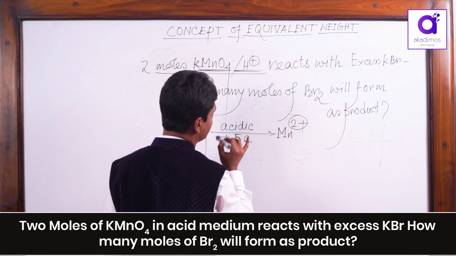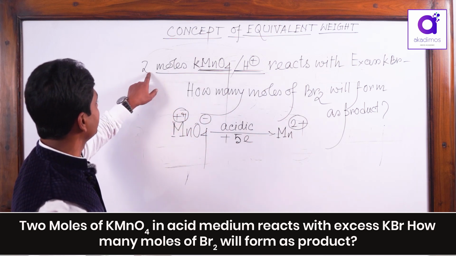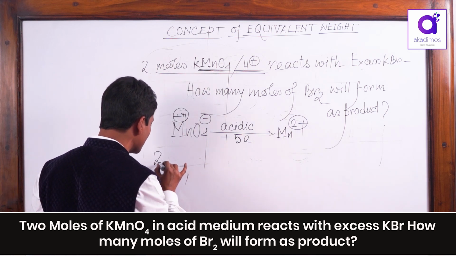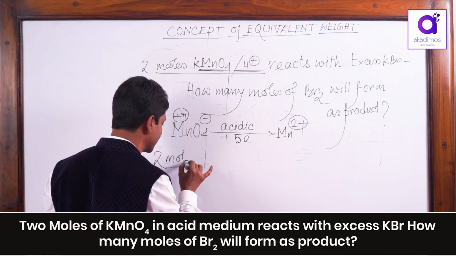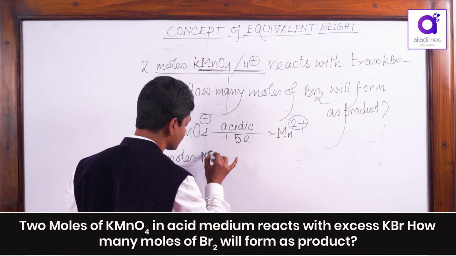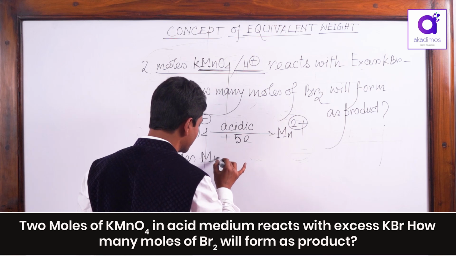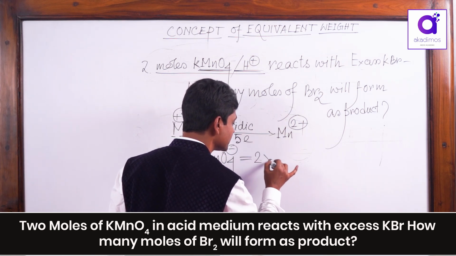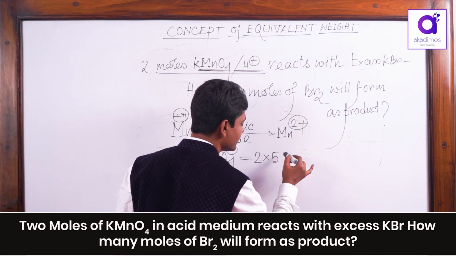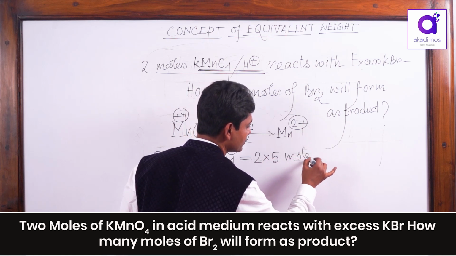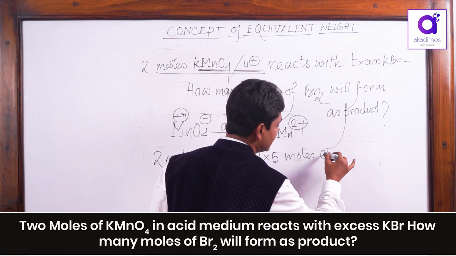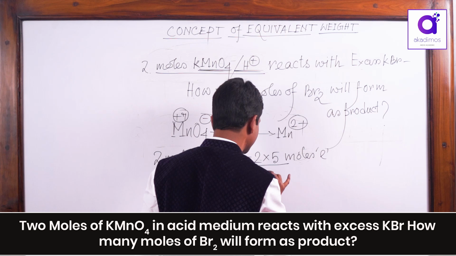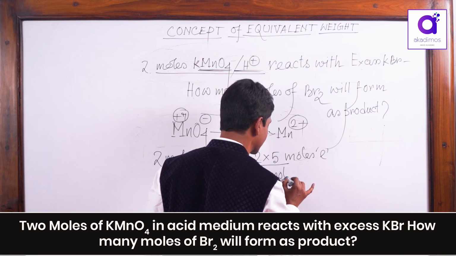are accepted by permanganate. I have taken 2 moles of MnO4 minus in acid medium. For 2 moles of MnO4 minus, how many moles of electrons will it accept? 2 into 5, 10 moles of electrons. Here electron is like a currency. You have 10 moles of electrons in your hand.